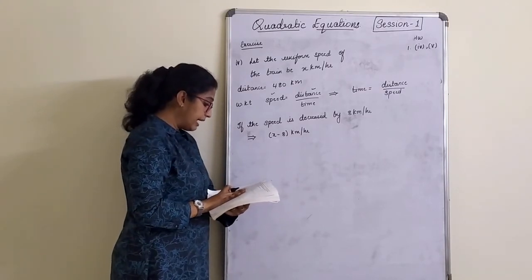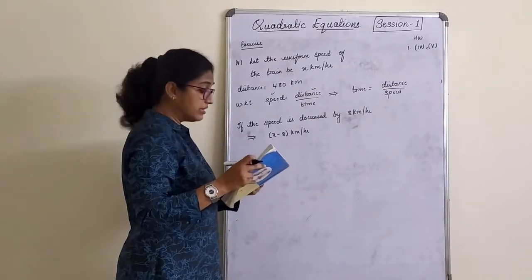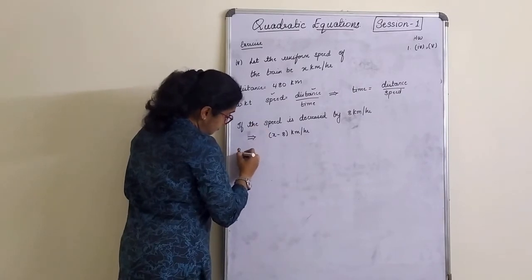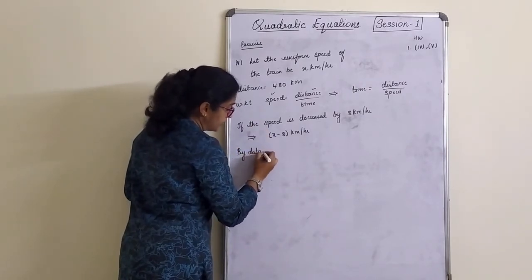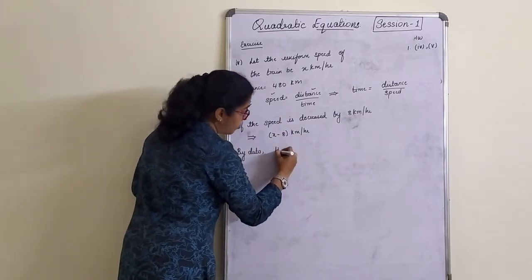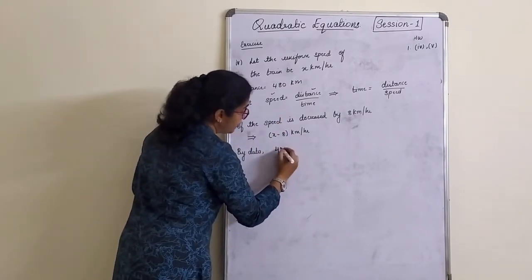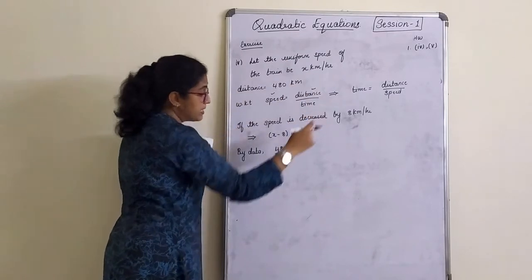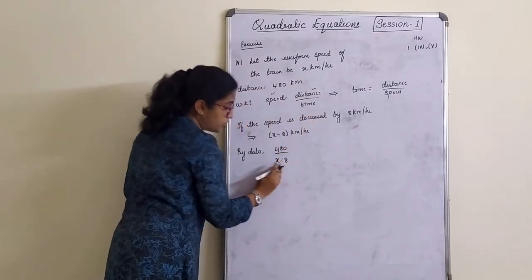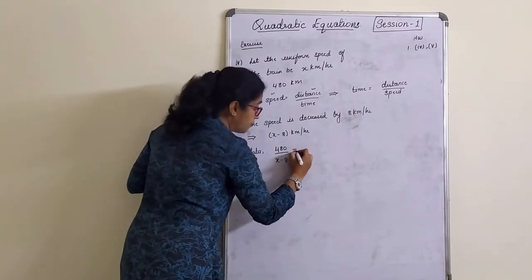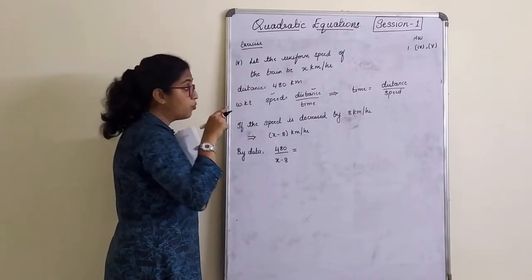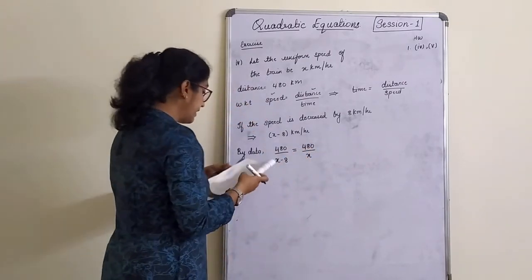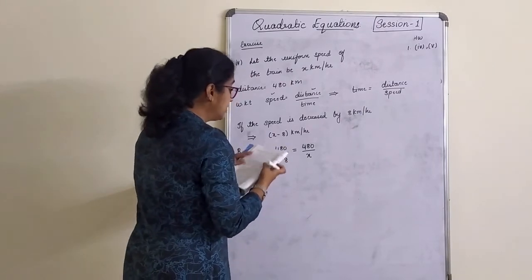If the speed had been 8 km per hour less, it would have taken 3 hours more to cover the same distance. That means by data, here the equation bringing is very important. If the speed had been, with respect to what distance? 480, yes, 480. Distance by speed: if the speed was reduced by 8 km, then the time taken to travel the journey, what journey? 480 upon x minus 8, it would have taken 3 hours more.